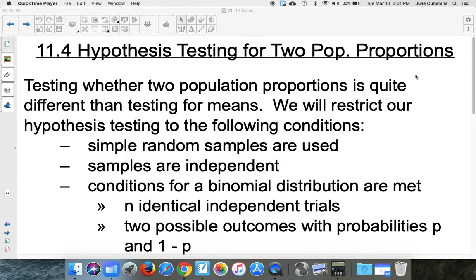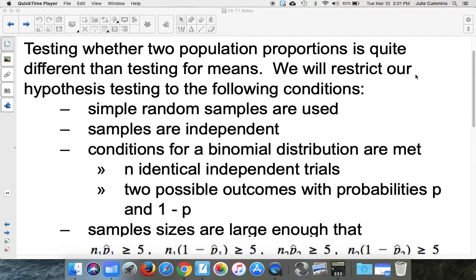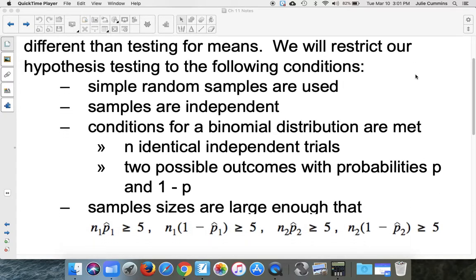Primarily, it's going to be binomial distributions. There are additional statistics tests you can run if you have more than two options, but for our purposes for this class, it's going to be a binomial. So our restrictions are: we have simple random samples. They have to be independent. It has to be a binomial distribution, so independent trials, and there are only two possible outcomes. Probabilities are p and 1 minus p.